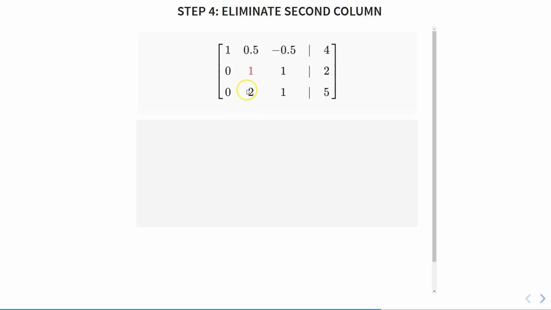So here, second column, third row. Now for that, what I have to do is R3, not R2. So R3 minus 2 R2. Okay, so that we have to do. Here is some mistake. So R3 will be R3 minus 2 R2.